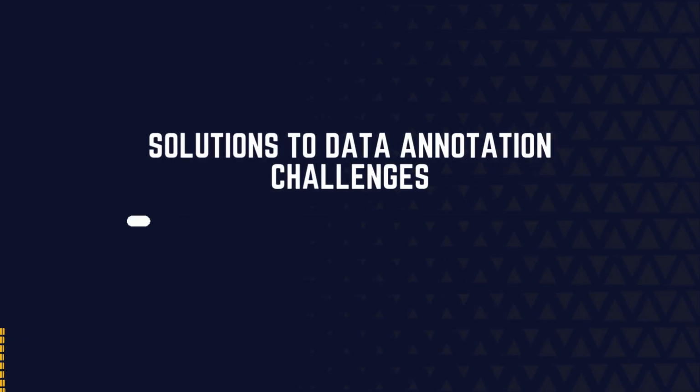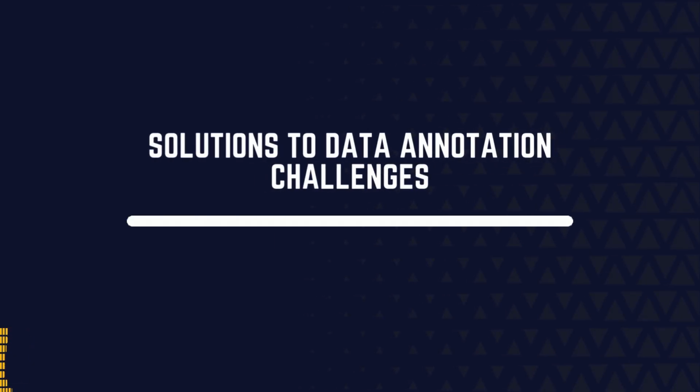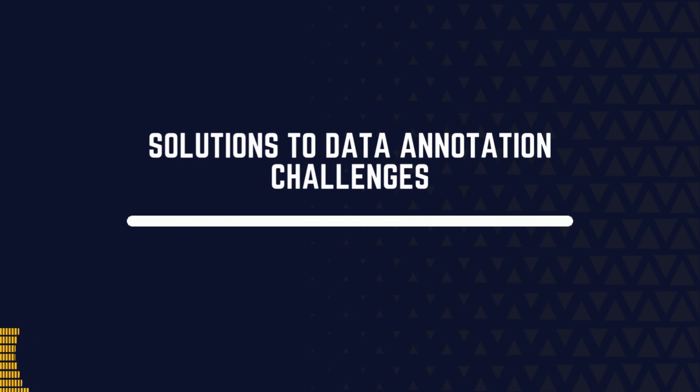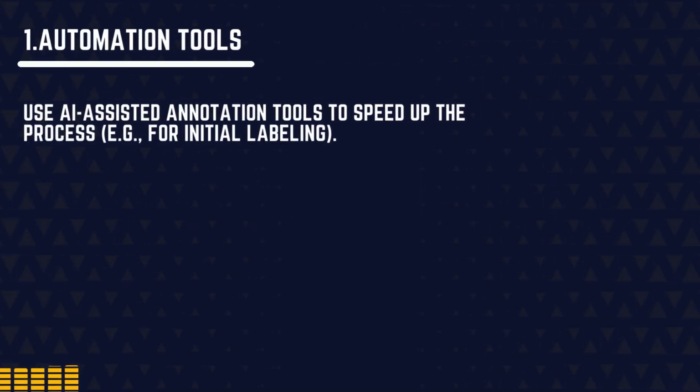Alright, let's talk about solutions to the challenges in data annotation. We've got 7 key solutions to tackle these issues, so let's dive right in. Solution number 1, automation tools. AI-assisted annotation tools can really speed things up, especially for those initial labeling tasks. Why not let technology do some of the heavy lifting?